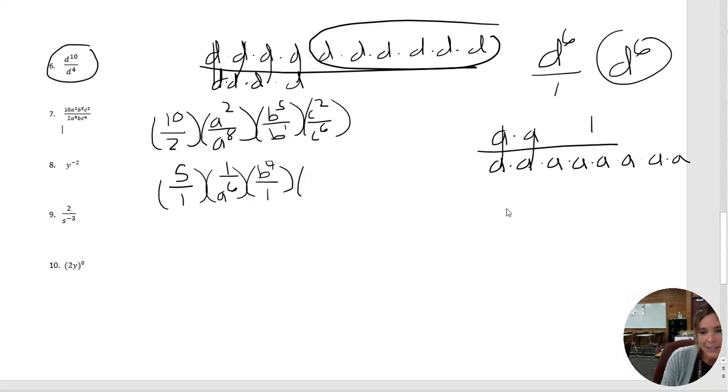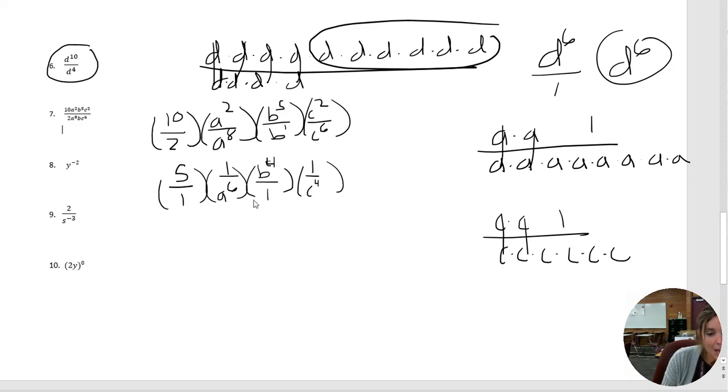And then c to the 2nd over c to the 6th. These cancel to a 1. So this is 1 over c to the 4th. Okay, and then this got a little messy right here. Let me just go ahead and fix this. This should be a b to the 4th.